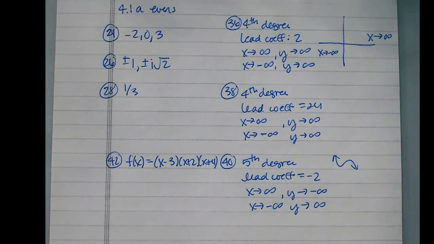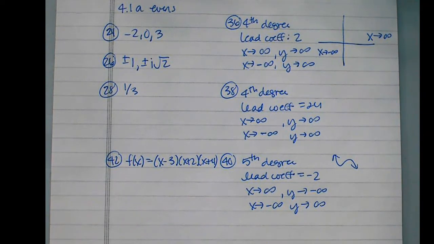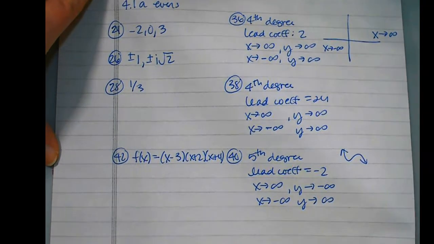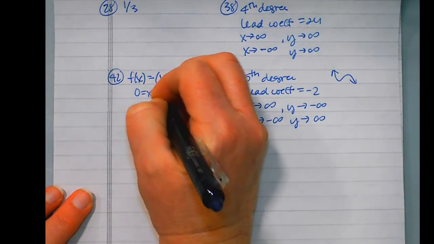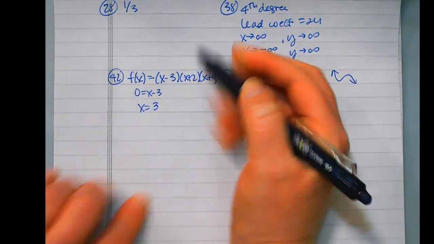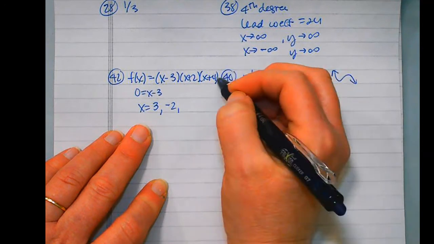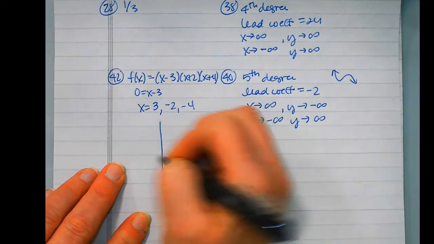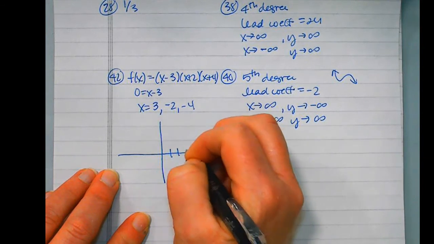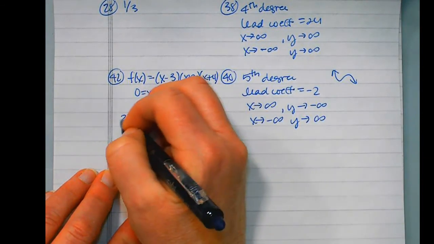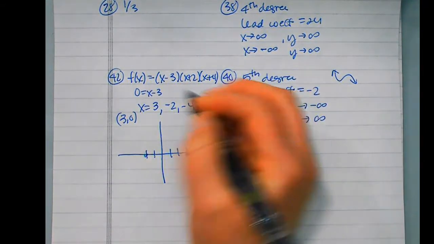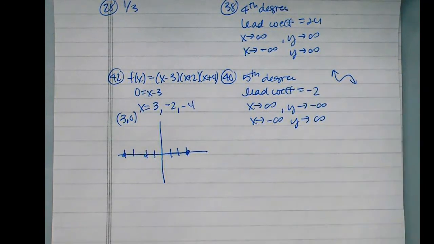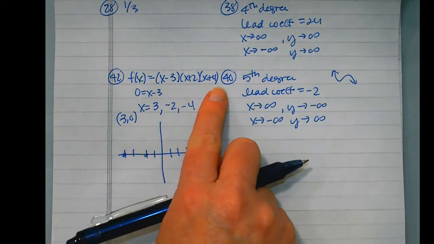42, they said to sketch. So what can you remember from last year? In 42, we're looking at these three zeros, and if you make each of them equal to 0, you can solve and say opposite math. This one's 3, this one's -2, and this one is -4. And then when you sketch it, you can just find those values on the x-axis because they really represent points like (3, 0), (-2, 0), and (-4, 0).